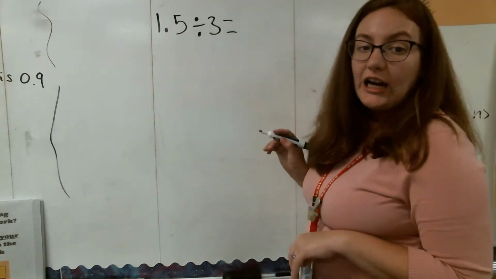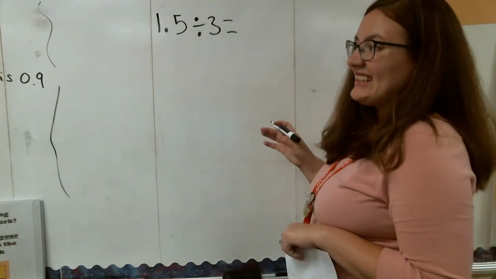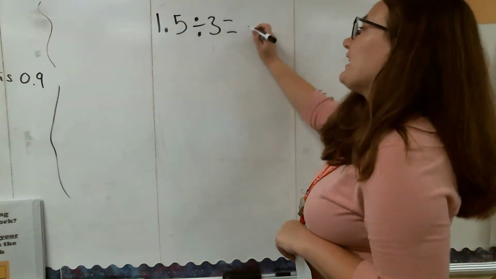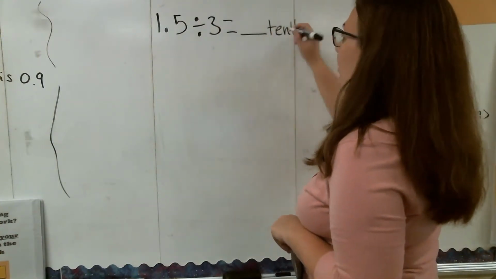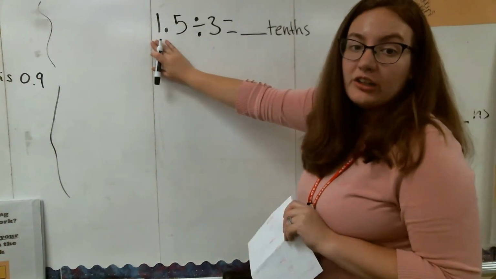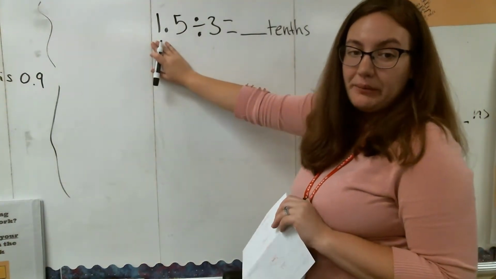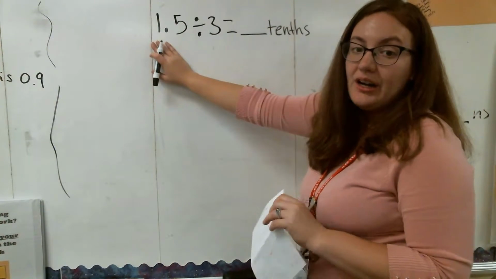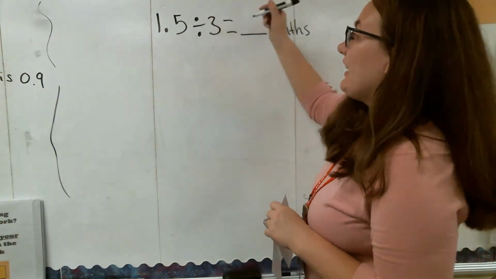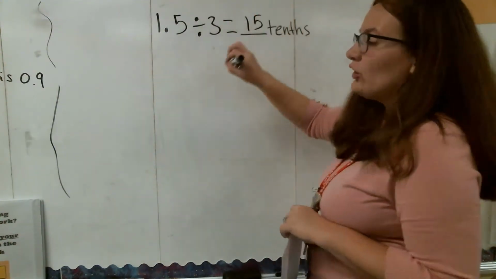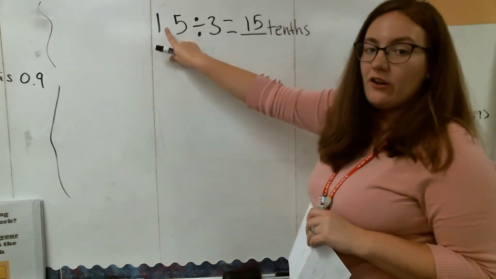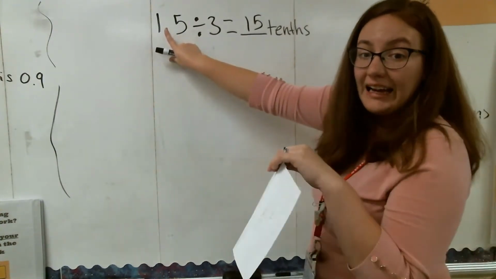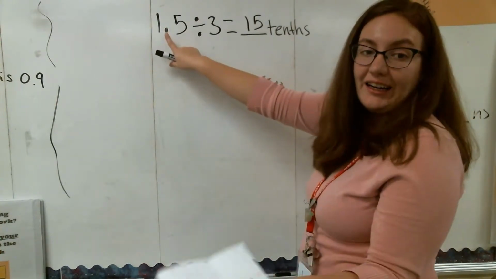Now, a strategy I can use, because this isn't as easy to solve, is to think of what this number 1.5 will look like in unit form. So I'm going to break down this number to 15 tenths. Because if you look at this number and pretend the decimal's not there, do I know how to solve 15 divided by 3? I do, because that's a fact that I know how to do.